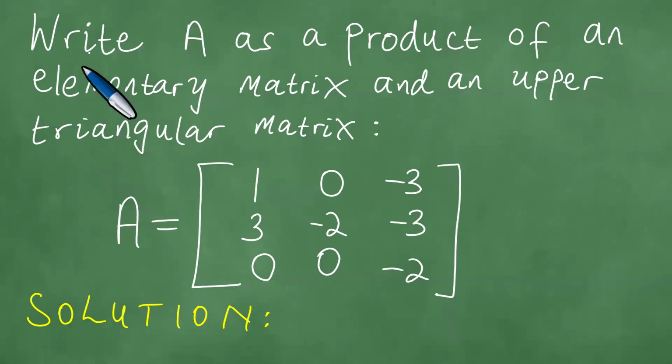In this lesson, we shall write A as a product of an elementary matrix and an upper triangular matrix, given the 3x3 matrix A with the first row 1, 0, negative 3, the second row 3, negative 2, and negative 3, the third row 0, 0, and negative 2. We present a solution to this problem in a step-by-step fashion as follows.